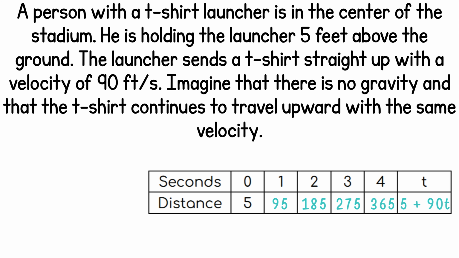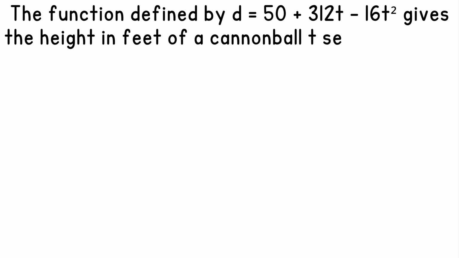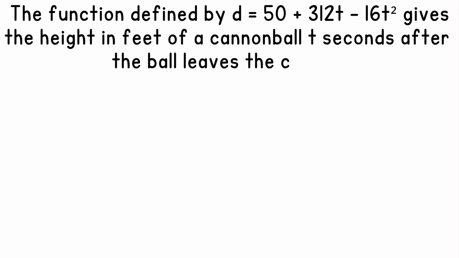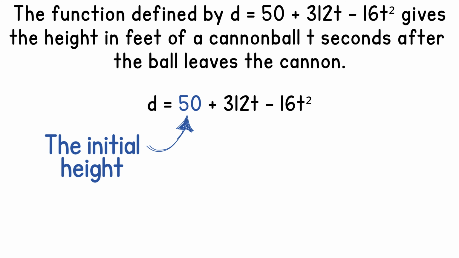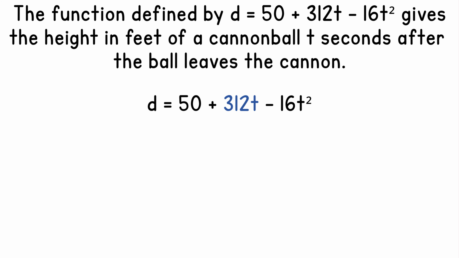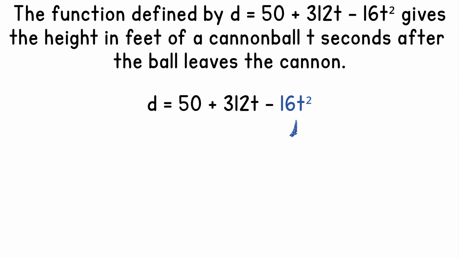Here's another example. The function defined by d equals 50 plus 312t minus 16t squared gives the height in feet of a cannonball t seconds after the ball leaves the cannon. So let's bring down the function they gave us and try to analyze each part. The 50 represents our initial height. The 312t represents our initial velocity. And then the 16t squared represents gravity, since this is subtracting and gravity always pulls the object down.